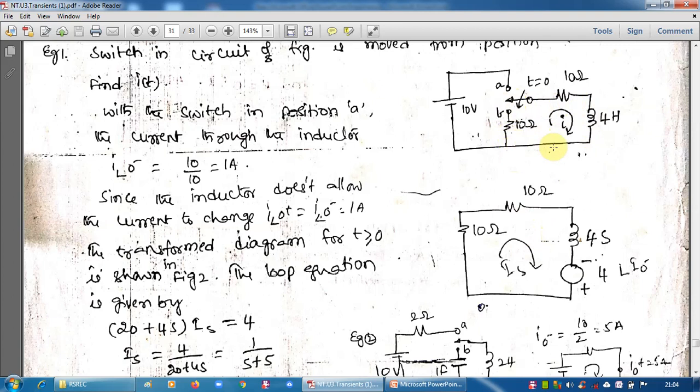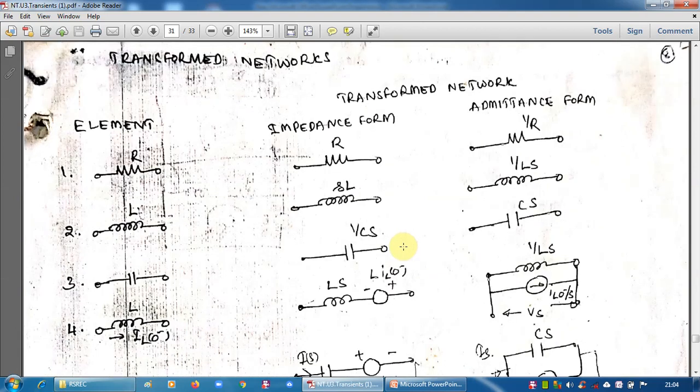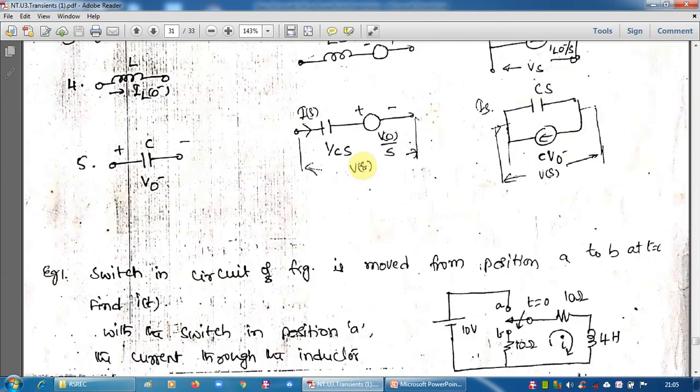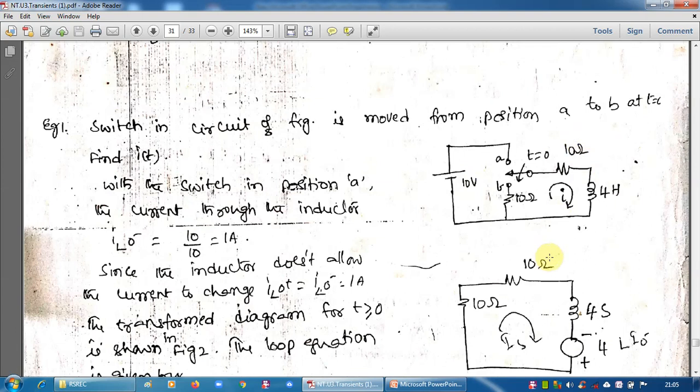After t equal to 0, this is the circuit having a 10 ohm resistor and a 4 henry inductor with initial current 1 ampere. The transformed network is this. The 10 ohm resistor is replaced by 10 ohms only. This is a series circuit, so we represent all impedances. R is R only, therefore this 10 is 10 only, and this 10 is also 10.